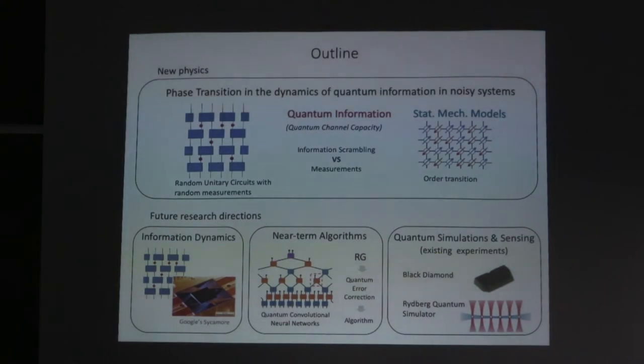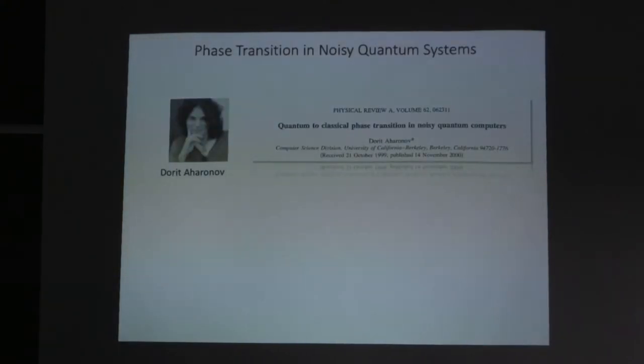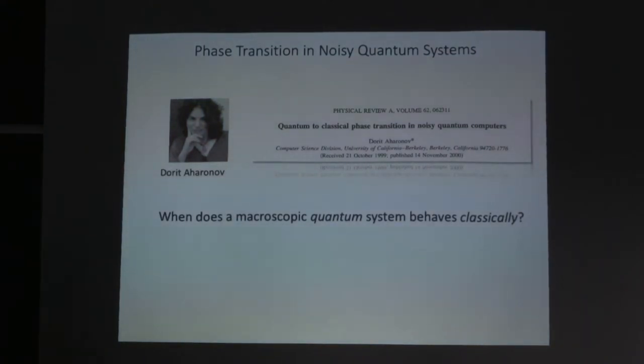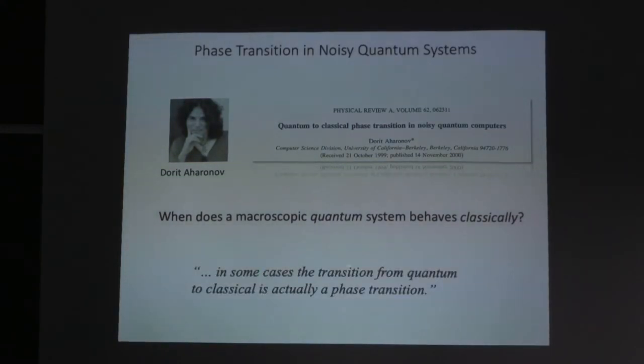Okay, let's get started. The phase transition that we'll talk about today originates, I think, at least 20 years ago. Dorit Aharonov, a quantum information theorist, studied a similar, related problem from a different motivation. She was originally interested in when a macroscopic quantum system behaves classically. Her answer was based on the then recently developed concept of fault-tolerant quantum computation. She said that if you consider fault-tolerant quantum computation, then this transition from quantum to classical might not be a smooth crossover, but rather a sharp phase transition.